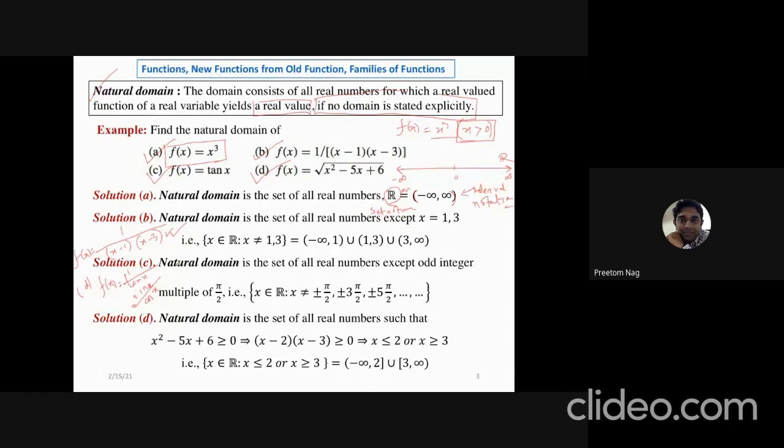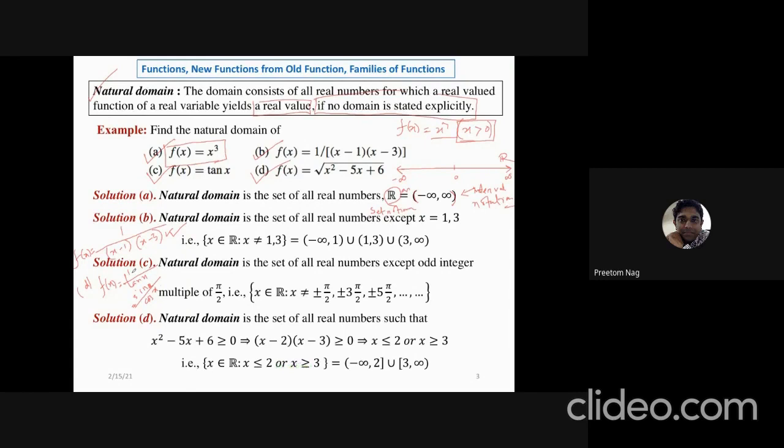Therefore x belongs to R, x is not equal to pi by 2, 3 pi by 2, 5 pi by 2; x cannot take these values. If that happens, the denominator cos of x will be 0, and so the value of the function will be undefined. Yes, so that is the natural domain for f of x equals tan x.